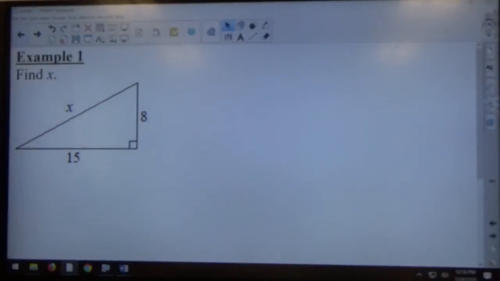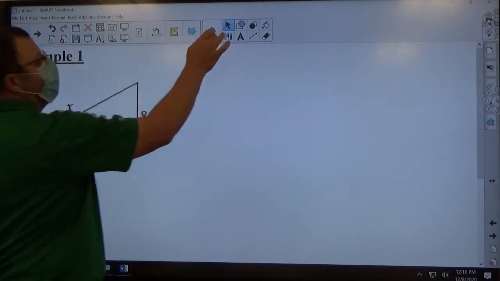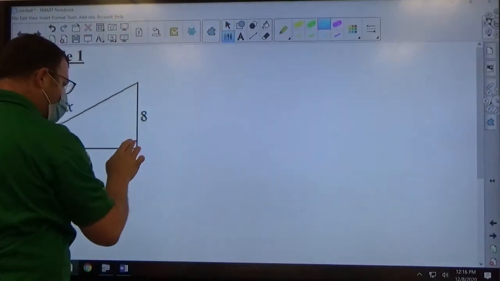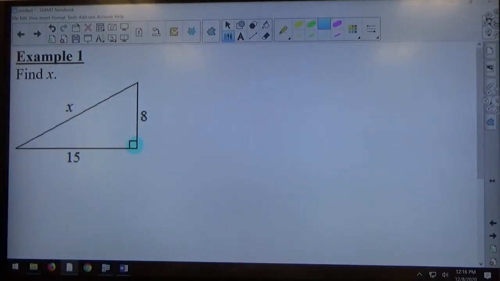Okay, example 1 on section 8.3, we're going to find x. You'll notice first off, this is a right triangle. I want you guys to be aware, anytime you see a right angle in a triangle, that immediately certain properties come into play, certain facts happen.